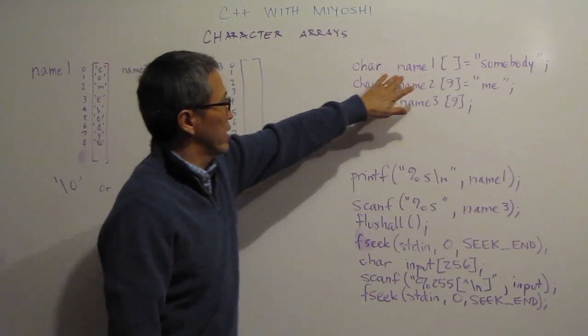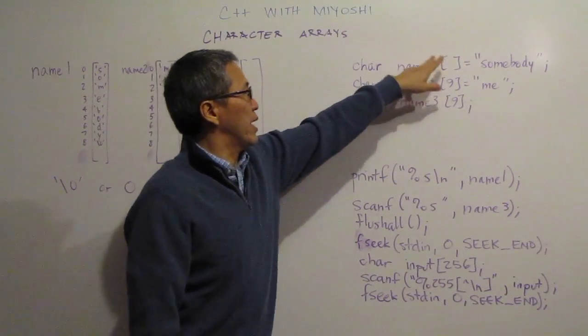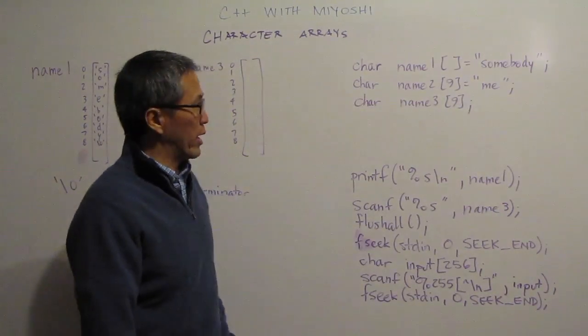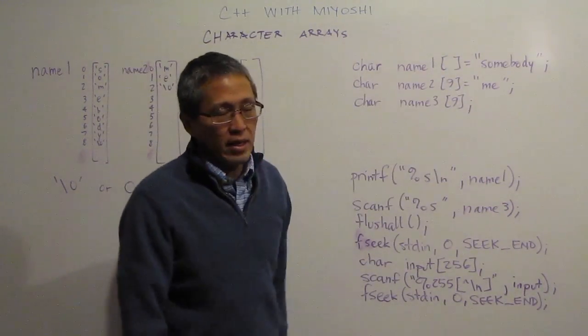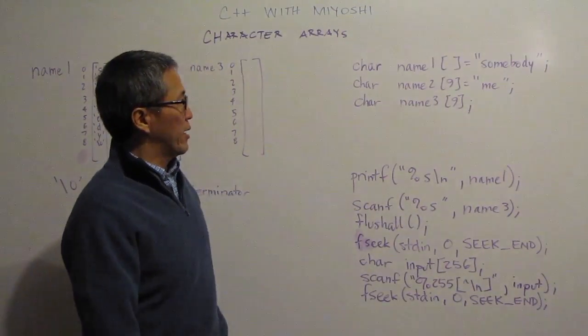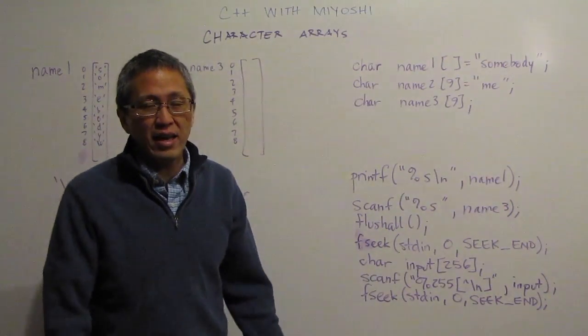So I do char name, just like we would in any other declaration. The name has to be legal. It's got to start with a character or an underscore, and it could then have numbers or characters or an underscore in them as well. Then it's got these little square brackets. The square brackets tell us that it's a character array.